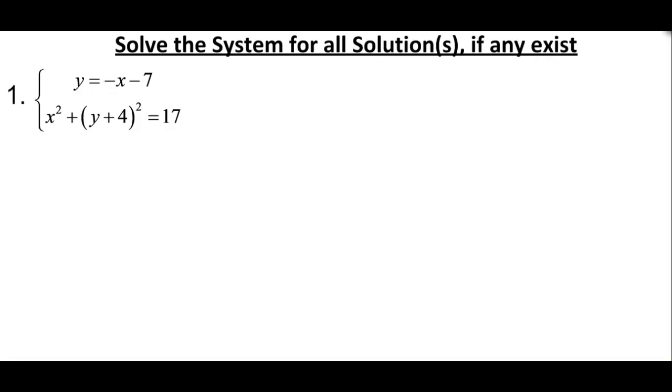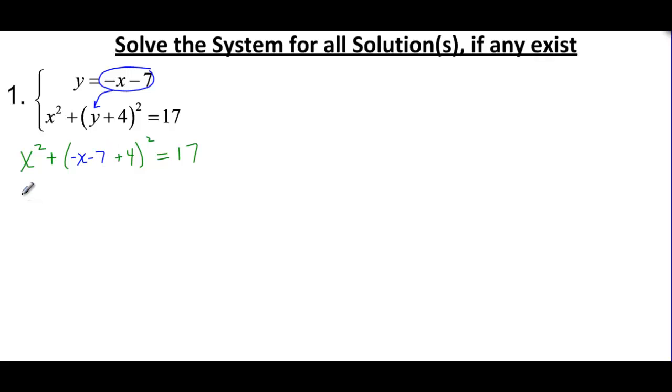Looking at the two forms, there are lots of ways to solve this, but what I'm going to use is substitution because I know what y equals. So I'm going to take y and substitute it into my second equation, which is going to give me x squared plus, in parentheses, I'm now going to do my substitution. Everything else stays the same, but my y now becomes negative x minus 7.